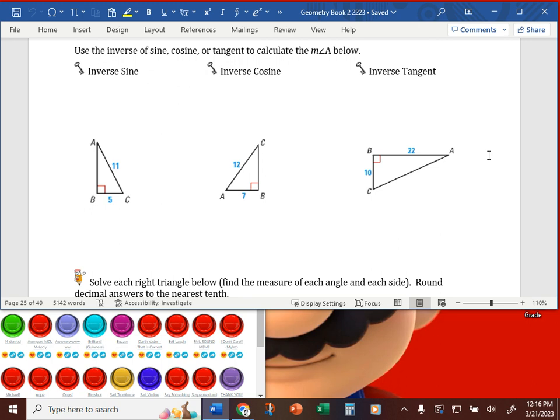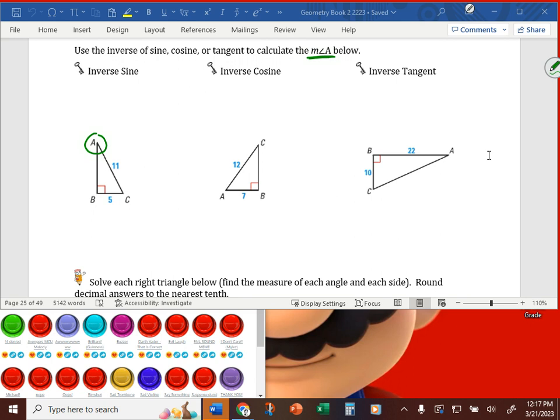But what if the angle is what we want to find? Everything else we've done deals with side lengths. Now we're talking about how we can get the angle. So consider this. We've got a triangle here. It says find the measure of angle A. This is the angle we want to find.